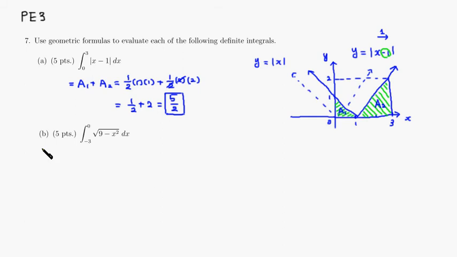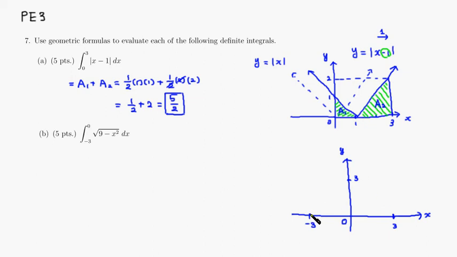All right, let's look at part B. This is actually a top semicircle with radius 3, because 9 is 3 squared. So let's draw a picture. Here's the x-axis, and here is my y-axis, and here's the origin. The radius is 3, so it's going to go through -3 here, and +3 on the y-axis, and +3 on the x-axis.